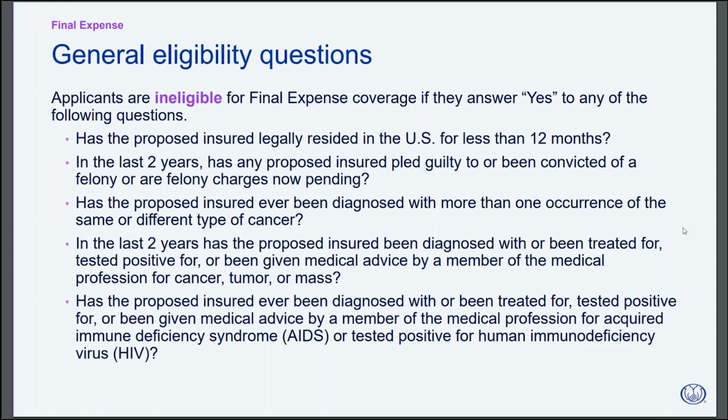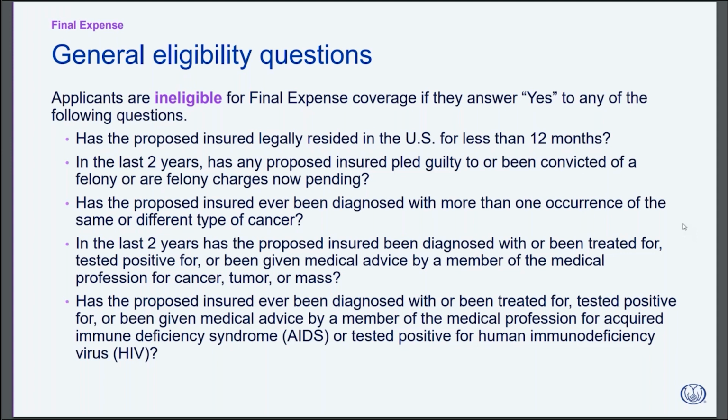Listen, I just hope that somebody's getting a laugh out of my tongue right now, because I'm all over it. Has the proposed insured ever been diagnosed with or been treated for, tested positive for, or been given medical advice by a member of a medical profession for acquired immune deficiency syndrome or AIDS, or tested positive for HIV?